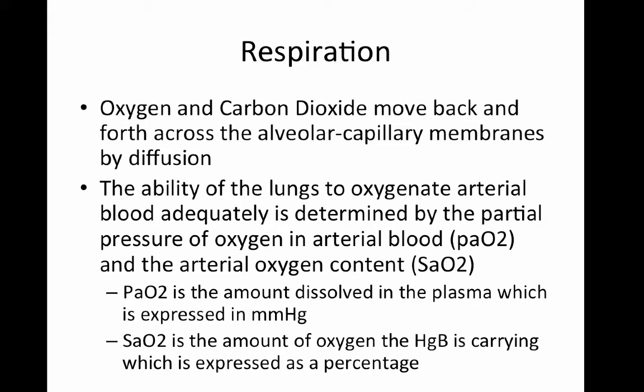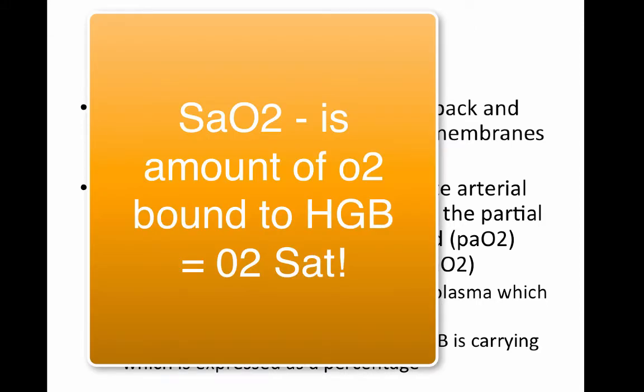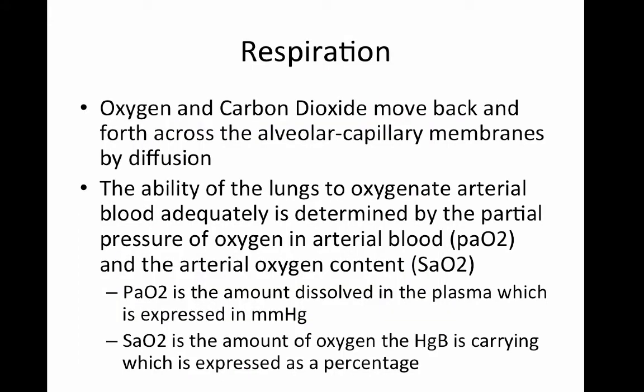The O2 sat, or the SaO2, is really just your arterial oxygen content. All the SaO2 is, is the amount of oxygen that the hemoglobin is carrying. That's expressed as a percentage. So if your SaO2 is 90%, this means generally that 90% of the hemoglobin actually have oxygen bound to them.